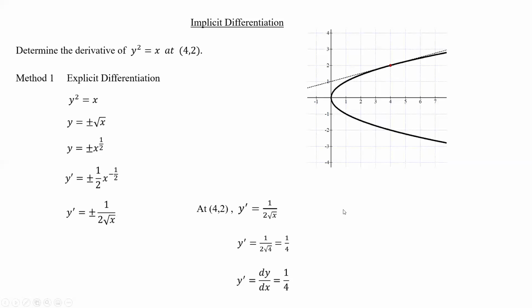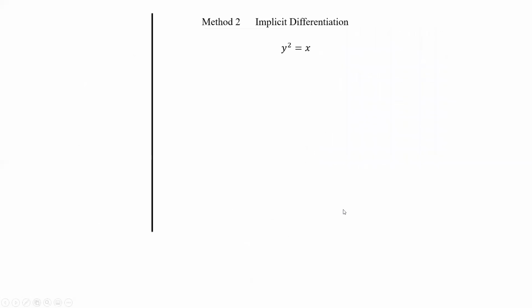Now, time to do this a different way. Implicit differentiation, finding the derivative in an implied manner. All we're going to do now is take the derivative of both sides of the equation. We're not going to solve for y explicitly. We're going to take the derivative of both sides of the equation with respect to x, which is a little bit difficult to do when there's no x on this side of the equation. That's where the chain rule comes in.